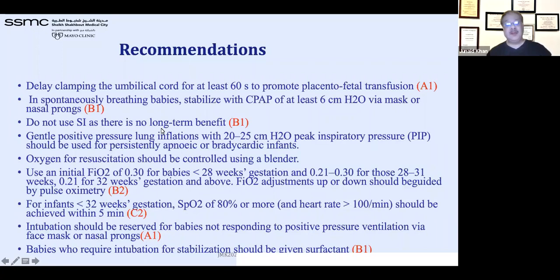So it is not recommended. Gentle positive pressure lung inflation we should give. We will come to that in a few seconds. Oxygen for resuscitation, I will come to that, but we have to use a blender.